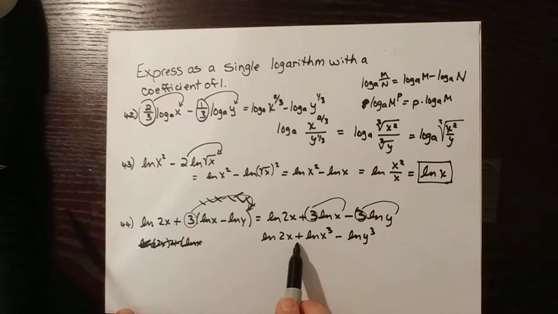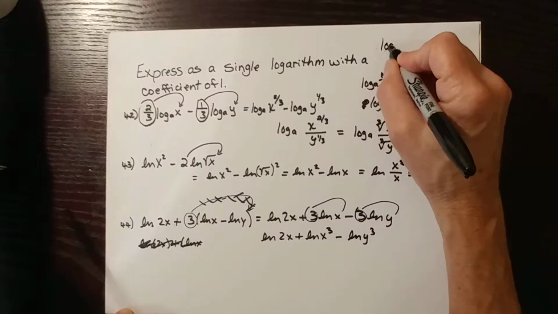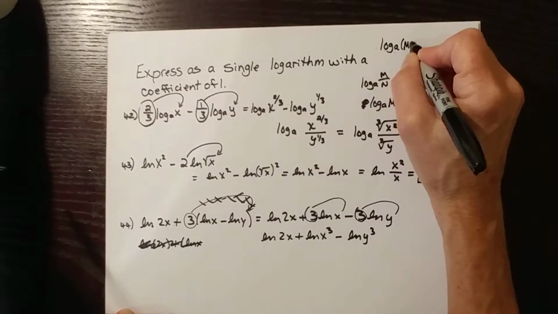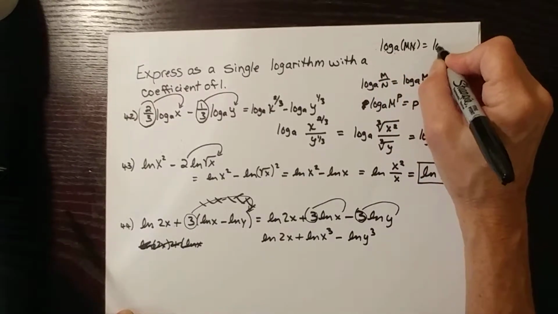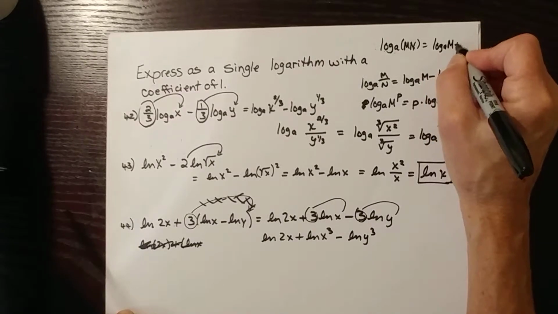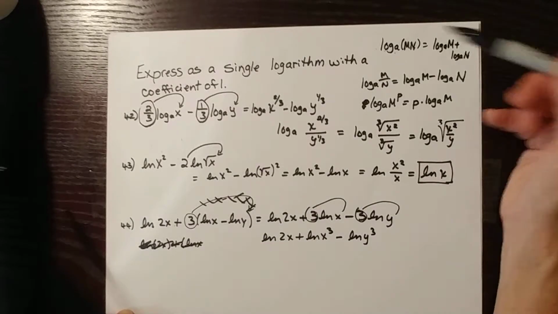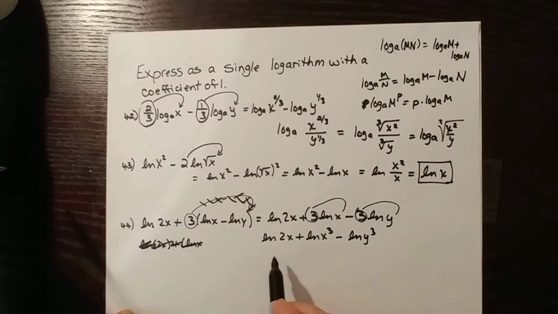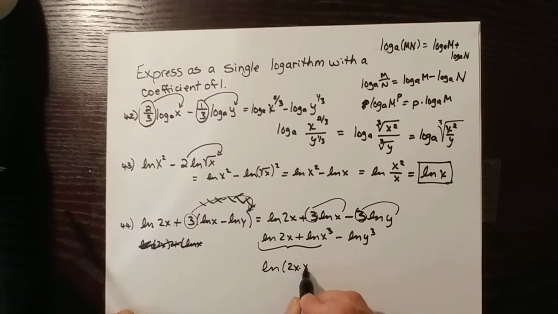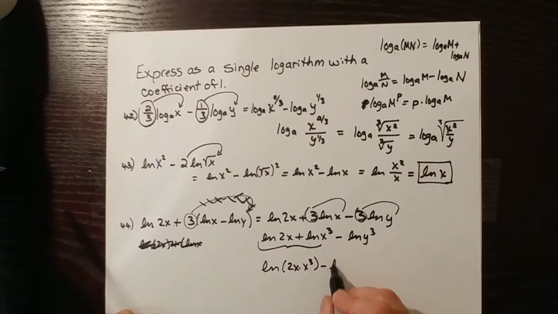This is connected with a plus sign, so this is the product rule. If you've got the log base A of m times n, that's equal to log base A of m plus log base A of n. So again, we're working backwards to try to rewrite this into one. So you do 2 at a time. This can be rewritten as the natural log of 2x times x to the 3rd minus the natural log of y to the 3rd.